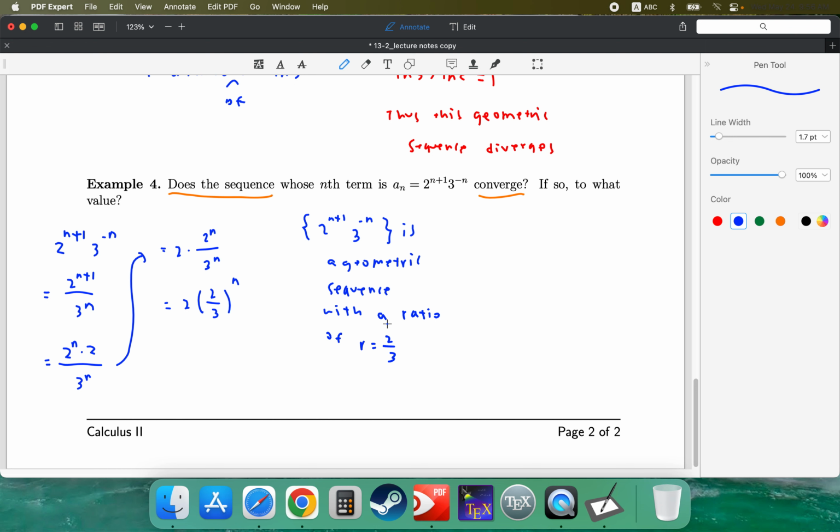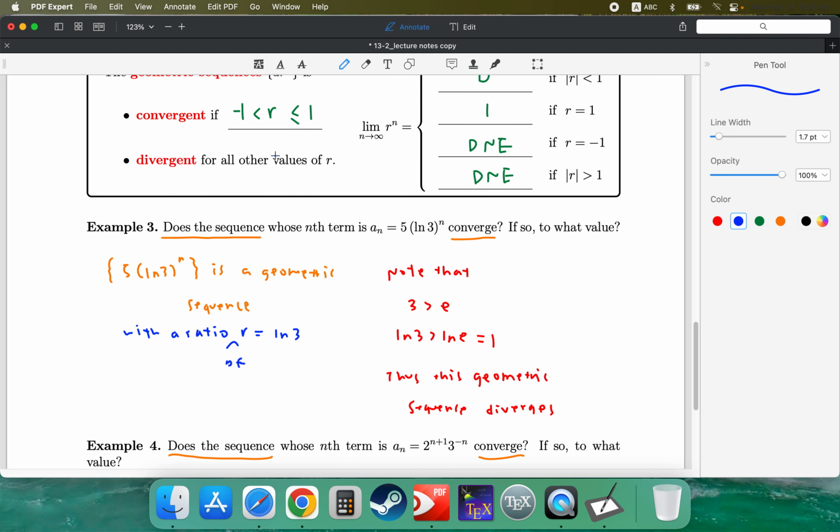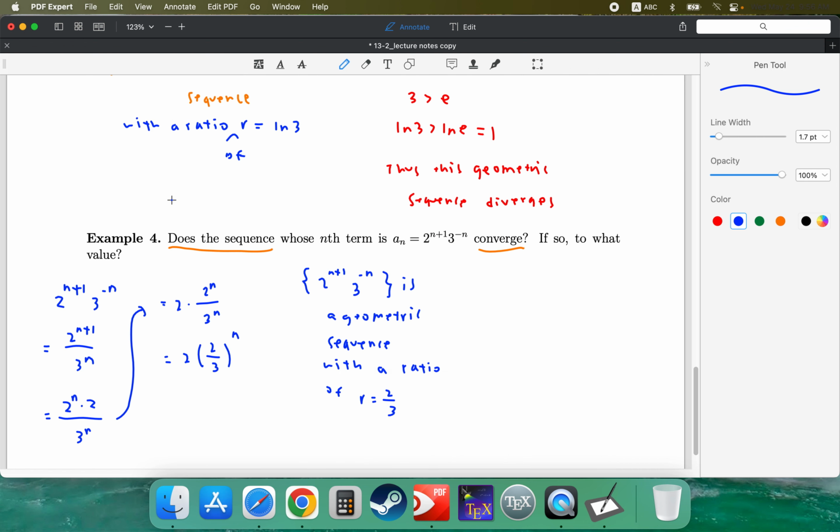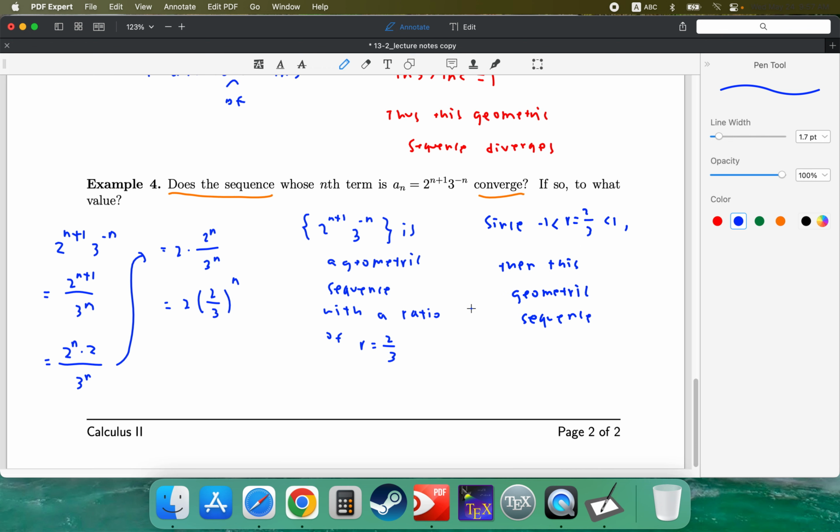So we will use this result. Now 2/3 is between -1 and 1, so we know it will be convergent. Since our ratio 2/3 is between 1 and -1, this geometric sequence converges to 0.